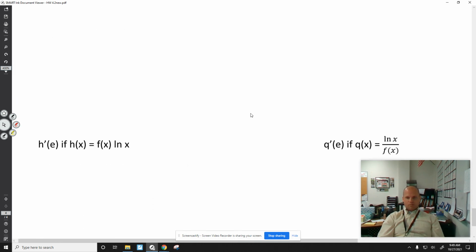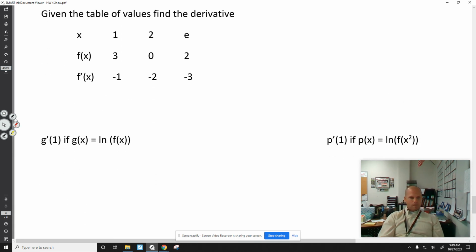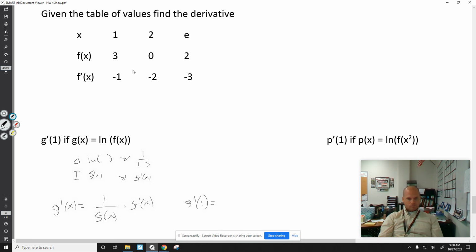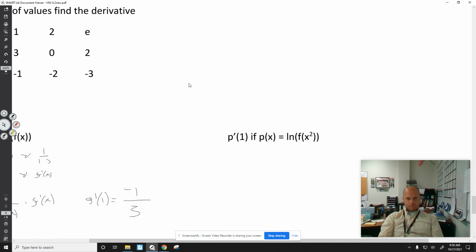All right, finishing off with some table problems. Again, Unit 2 stuff. Making sure you know notation matters, derivative rules matter. Log of f of x, to take its derivative, you'd have 1 over f of x times f prime of x. So g prime is 1 over f of x times f prime of x. Very important to get that right. Use your O's and your I's. Plug in 1. F prime of 1 is negative 1. F of 1 is 3. So I get negative 1/3.